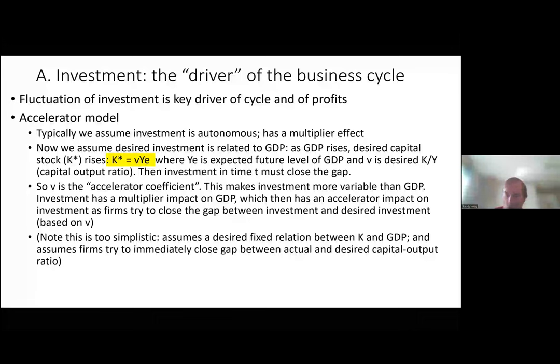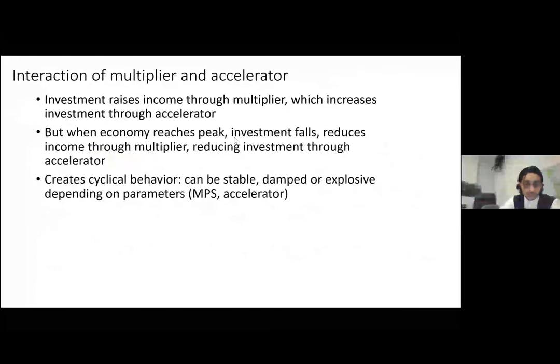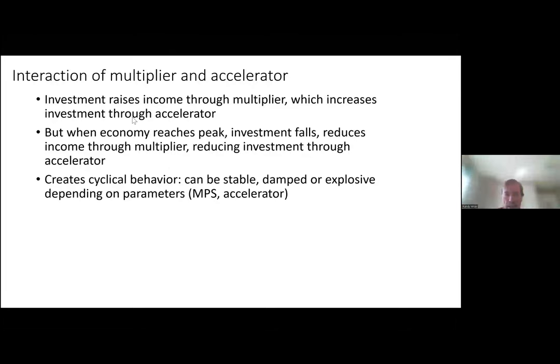Now, this is too simple. In the textbook, we go through a more flexible accelerator. I'm not going to do that now. But you could assume that firms just gradually close the gap instead of trying to close it really quickly. That helps to smooth things out and makes it less unstable. I suppose the flexible one just kind of adds a speed of adjustment variable. Yes. And then if you're neoclassical, you can make that a function of the interest rate, which we didn't do in the textbook. Yeah. Okay.